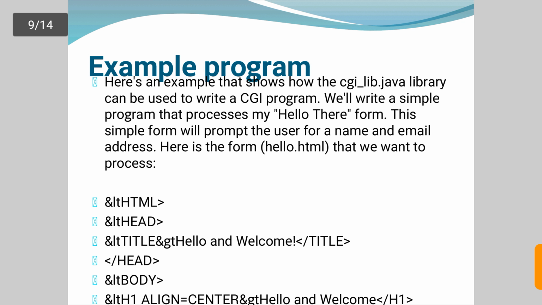Here is a simple example. Here is an example that shows how the CGI library.java library can be used to write a CGI program. We will write a simple program that processes my hello there form. This simple form will prompt the user for a name and email address. Here is the form hello.html that we want to process.